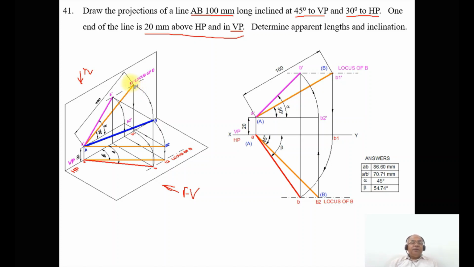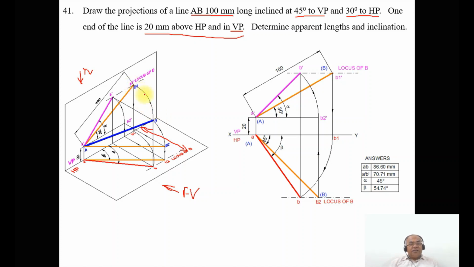But what happens is that B, that is the B1, is not on VP. Instead, that B1 is in front of VP. That is because this is the distance we are talking about, which will be the locus of B in the top view. So with A dash as center, taking the radius of A dash B1 dash, or with capital A as center, taking the radius of capital AB1, you rotate such that B1 cuts the locus of B in the top view here. So that means B1 will come in front of VP such that it touches the locus of B in the top view, which is at this point. You will get it as capital AB, which is in space.